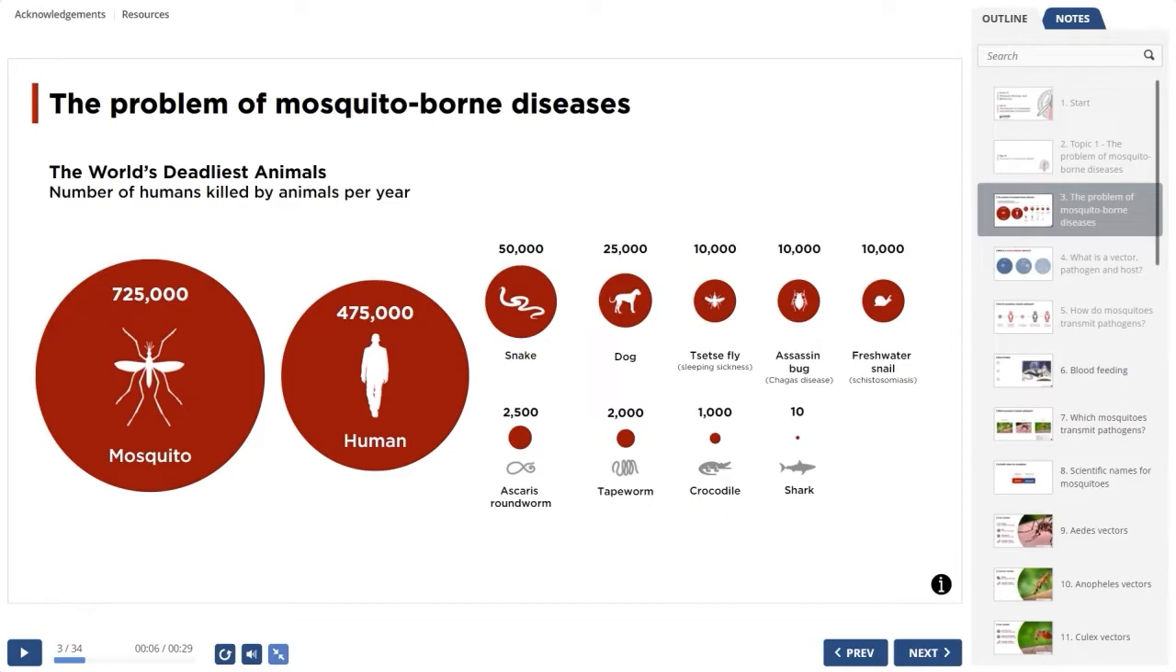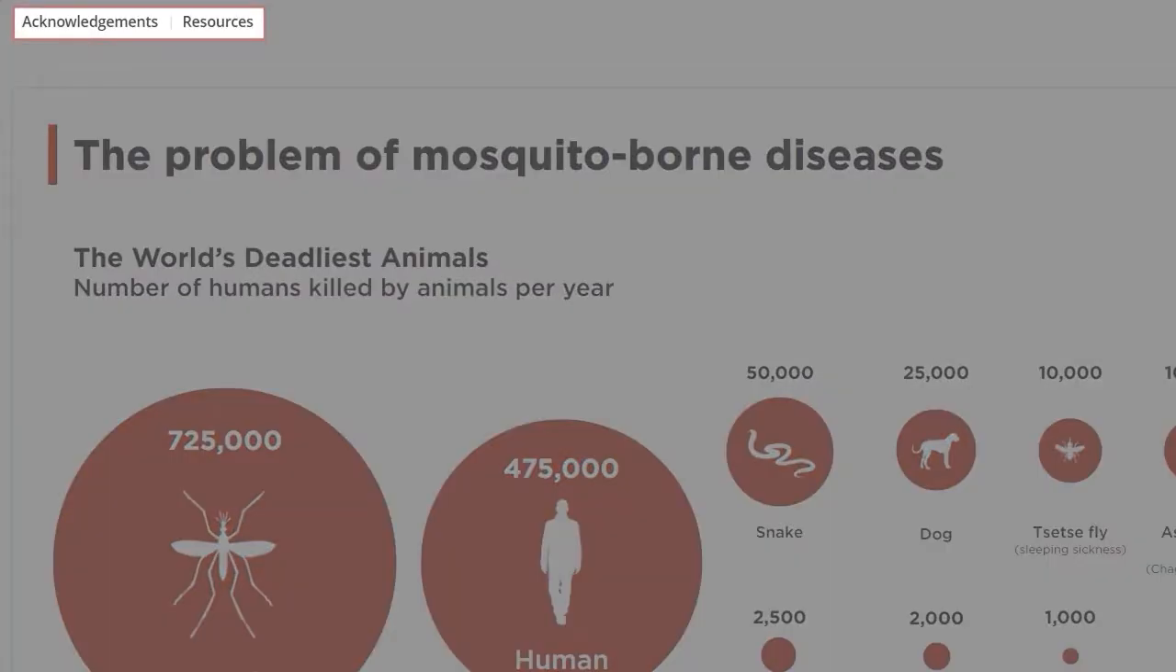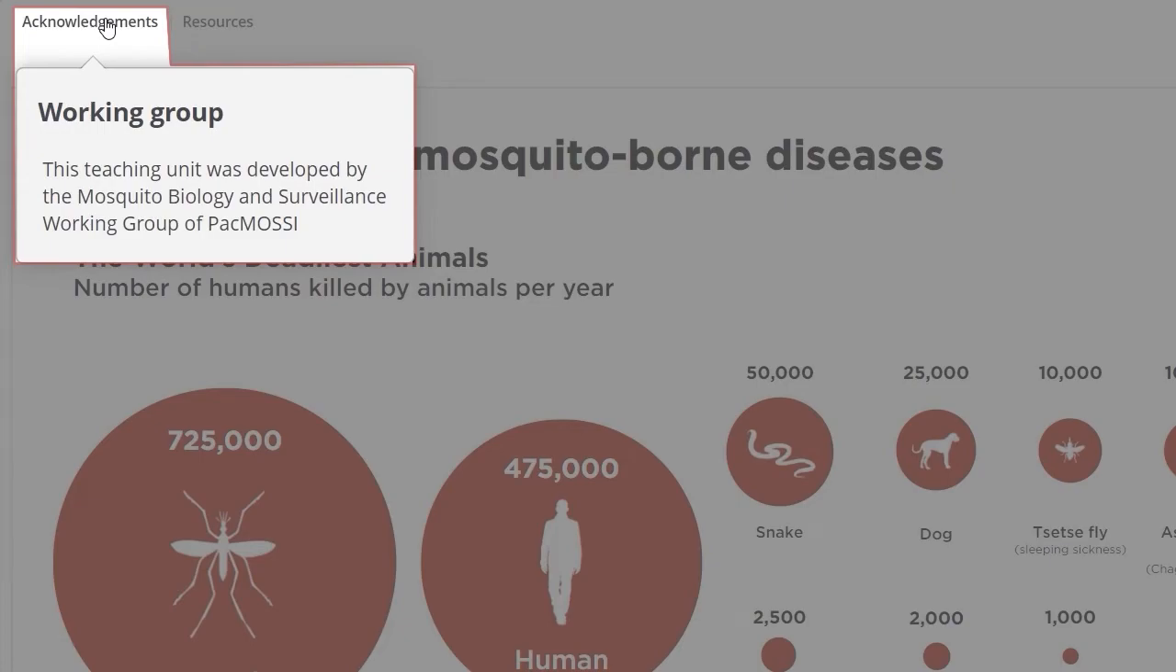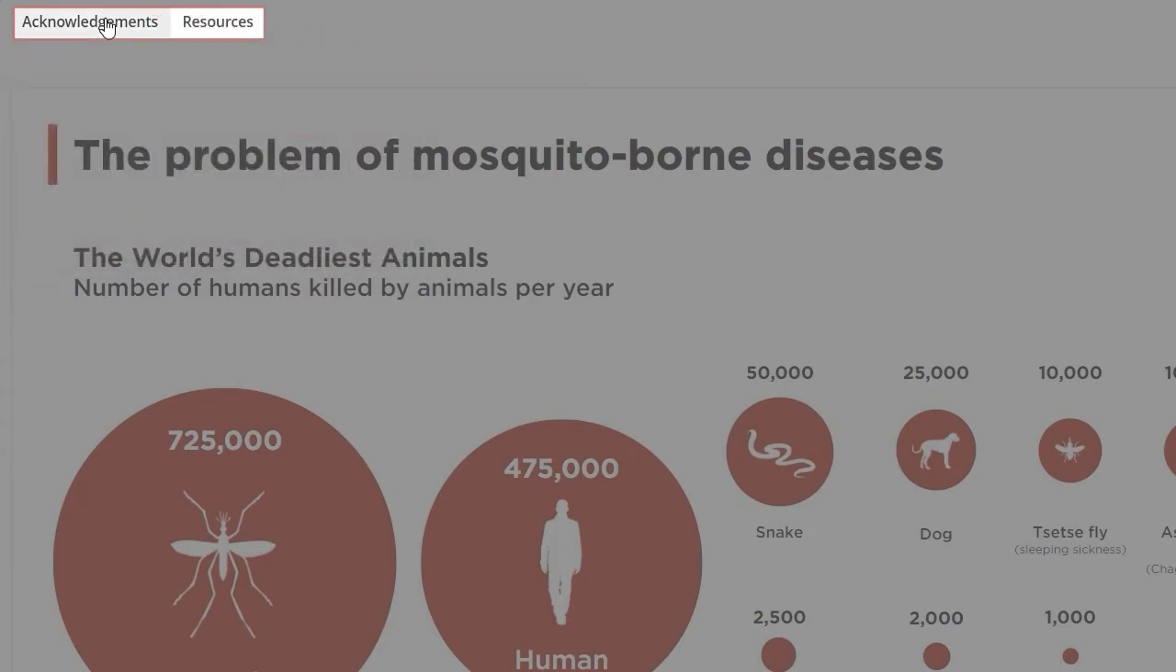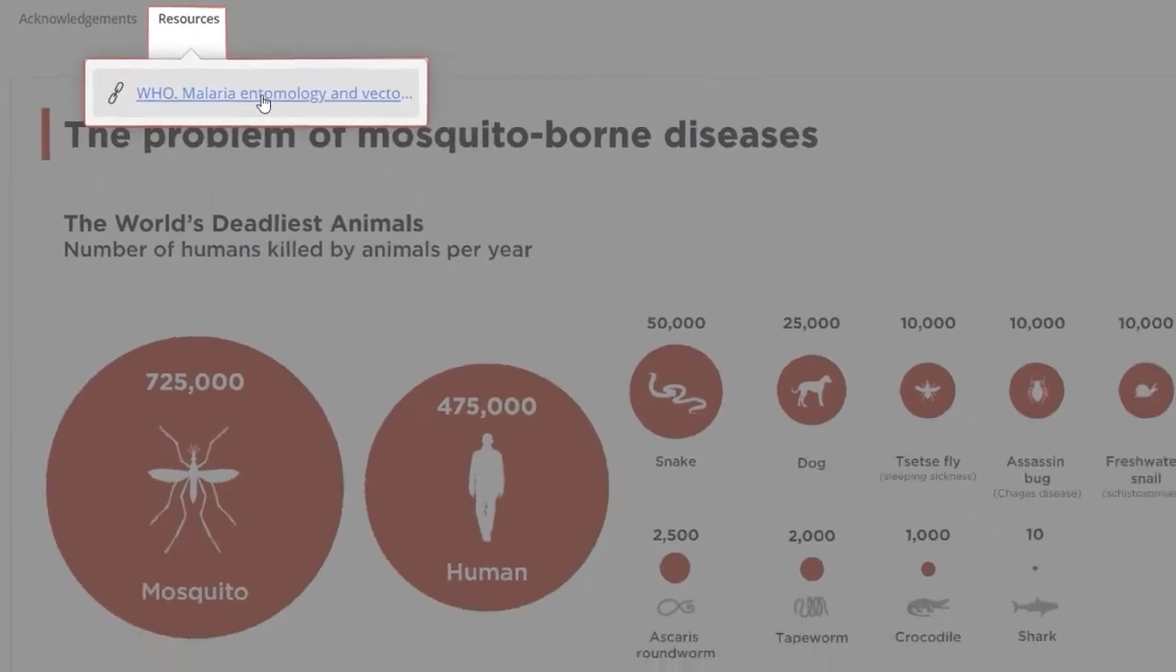There are two other tabs that you can explore in the top left corner of the presentation. The Acknowledgements tab tells you which working group developed the unit, and the Resources tab has links to PDFs and websites mentioned in the presentation.